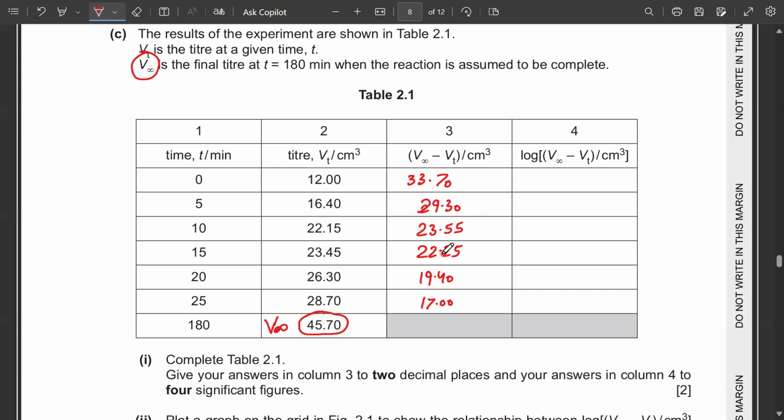Now take the log of 33.70. This gives you an answer with multiple decimal places, but you need to use 4 significant figures. Although the value is 1.5276299901, I will use only 4 significant figures. That makes 1 digit from here and 3 decimal places, and that must be rounded off: 1.528. So apply this rule and do the rest of the calculations.